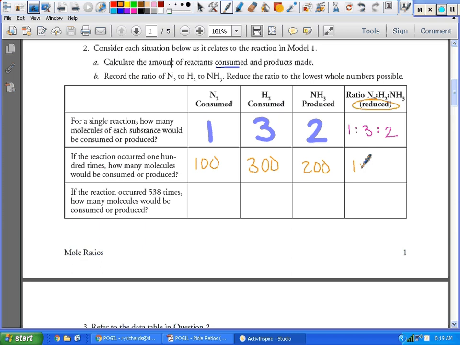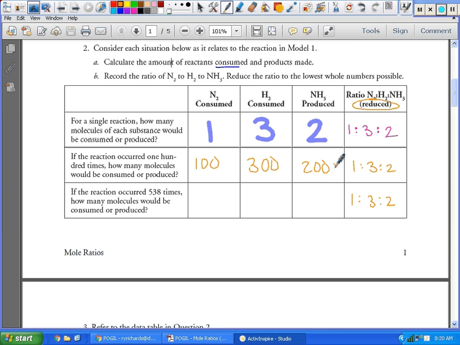Now, I'm not going to make us do the ridiculousness the last question asked, but there is something I do want to look at. It says, if the reaction occurred 538 times, first of all, how would you get those first three column numbers? Multiply 1 times 538, 3 times 538, and 2 times 538. But bottom line is, what would the last column still be? So, what do you think they're trying to get you to see here? No matter how many times, no matter how much, it's always going to be reacting in the same ratio with each other. You're always going to consume one nitrogen for every three hydrogens, and produce two ammonias.